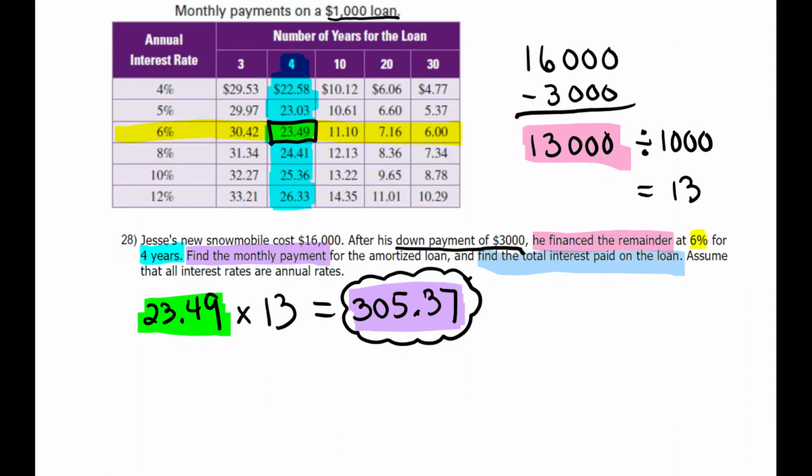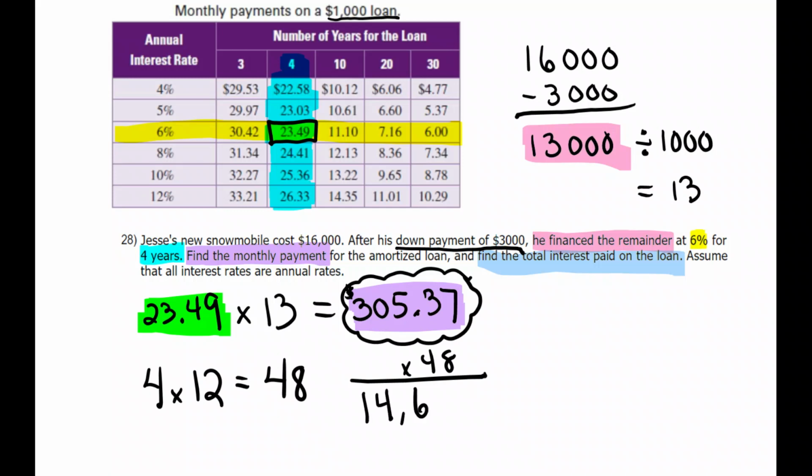Okay, he's gonna send in $305.37 every month for the next 4 years. 4 years times 12 times a year is 48 payments. Here's his payment, 305.37. You're going to multiply that times 48 to figure out how much overall he has sent in. When I do that, I get $14,657.76.